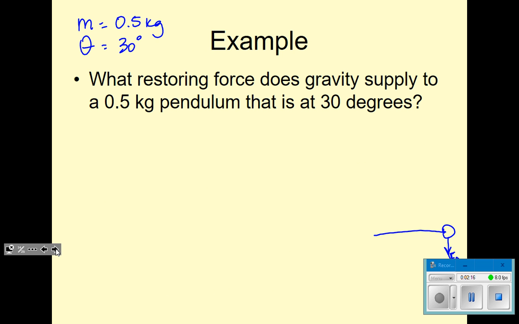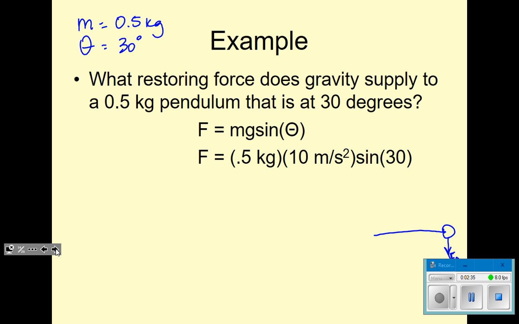Now, what restoring force does gravity supply to a 0.5 kilogram pendulum that's at 30 degrees? Well, our variables are 0.5 kilograms, and our angle is 30 degrees. So we could use our formula we just had, which is F equals mg sine theta. And we could multiply those three numbers together because we know gravity here on Earth is 10 meters per second squared. We also might have to double check that our calculator is in degree mode by doing home 5-2, and make sure that you set it in degree mode and make it the default if it's not, but then you could do this calculation and come up with 2.5 newtons.